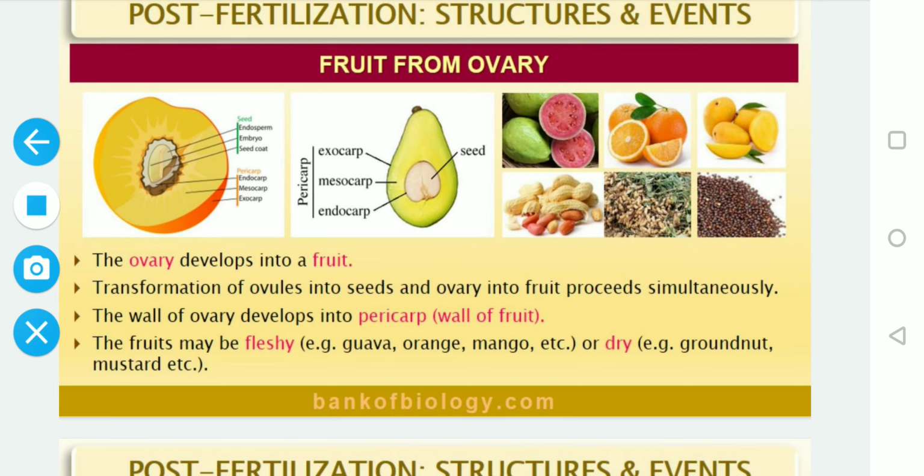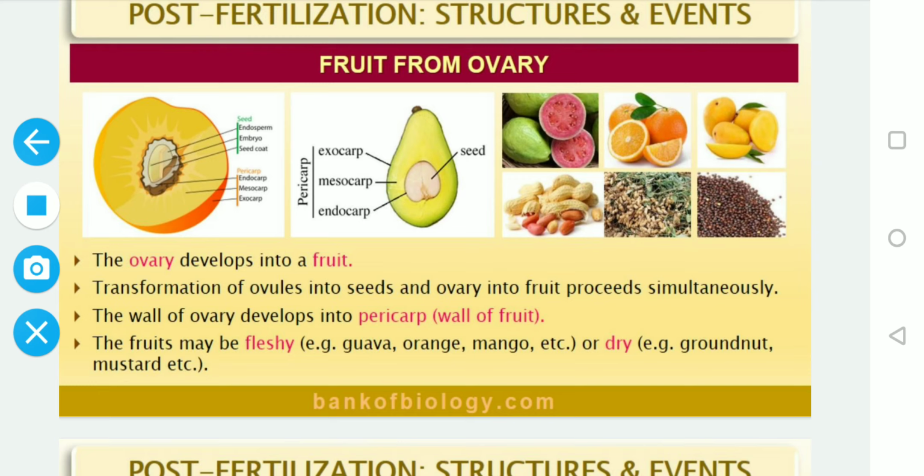Mango, outermost region, the peel, will be considered as exocarp, and the mesocarp is the edible fleshy part of the mango, and the endocarp is the hard coat which surrounds the seed. Inside that one, the seeds will be present. The transformation of ovules into seeds and ovary into fruits proceeds simultaneously, that means at the same time.